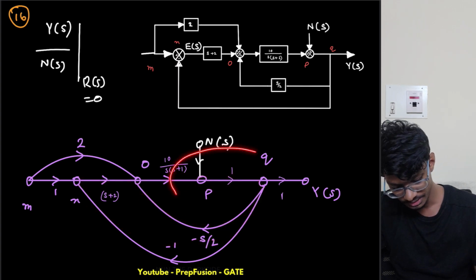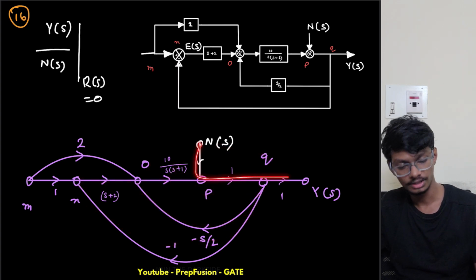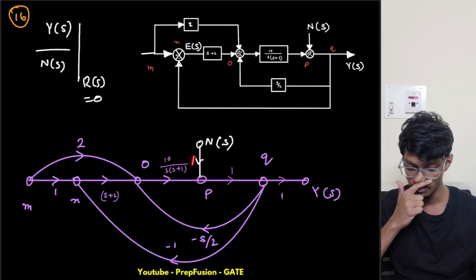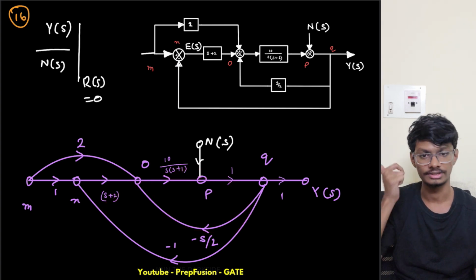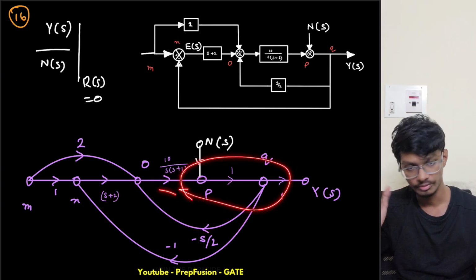But the problem is this PQ is common. Now for the forward path I remove this, right? So the isolated loop is removed. There aren't any isolated loops. We have two loops and there aren't any isolated loops. They are all common between this node P and Q.